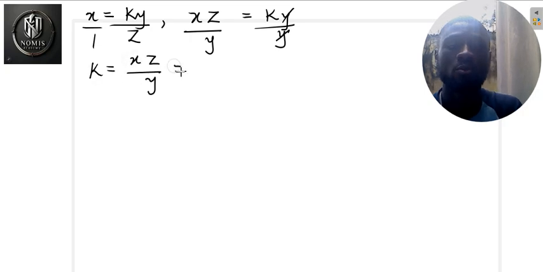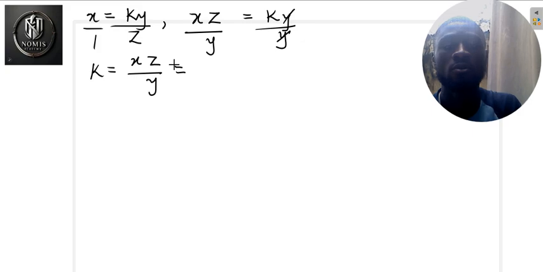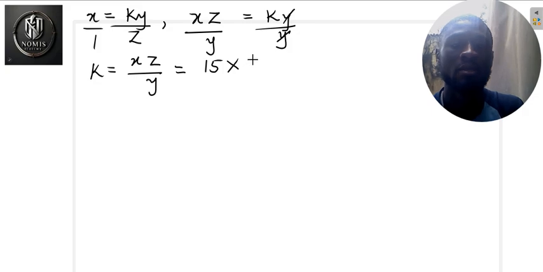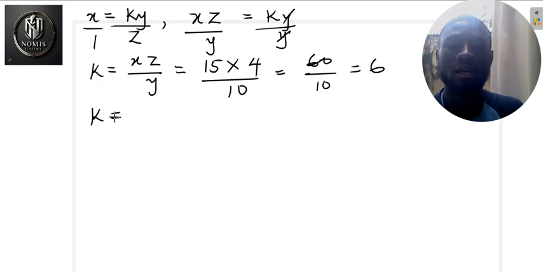So remember the values given to us in the question. They say x is equal to 15 when y is equal to 10 and z is equal to 4. So k is equal to 15 multiplied by 4, and y is equal to 10. So 15 multiplied by 4 gives 60, and then divided by 10. 60 divided by 10 is exactly 6. So the constant that connects x, y, z is 6.